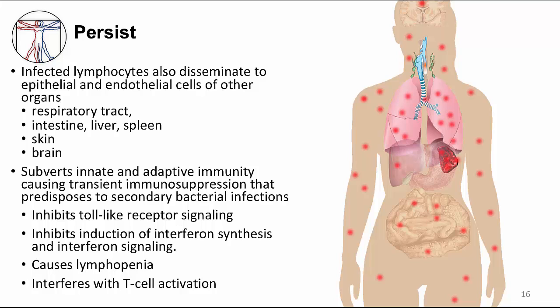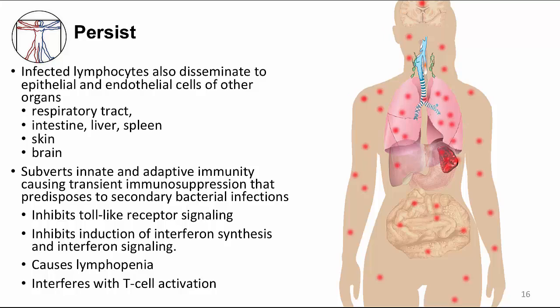Measles virus is able to subvert the innate immune response, including inhibiting toll-like receptor signaling and inhibiting the synthesis and signaling of interferons, a major antiviral immune response. Measles virus can also suppress adaptive immunity. Infecting lymphocytes can result in decreased numbers of lymphocytes called lymphopenia. Measles virus can interfere with antigen presentation to T cells and interfere with activation signaling pathways, all resulting in T cells that are not effectively activated against measles virus. Measles infection has been associated with a transient immunosuppression, likely from some of the mechanisms that I just mentioned.